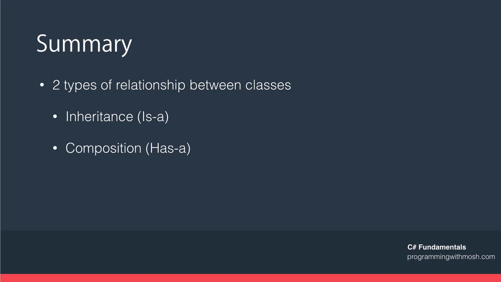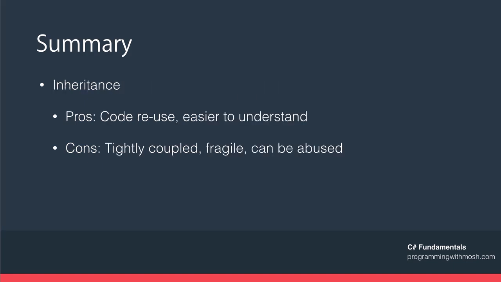One is inheritance, which is also referred to as is-a relationship, and another one is composition, which is referred to as has-a relationship. Both inheritance and composition have pros and cons. Inheritance provides code reuse, and it's easier to understand than composition in certain examples. For instance, in the example you saw earlier, we usually think a person is an animal. So modeling that using composition like person has an animal is a little bit harder to understand.